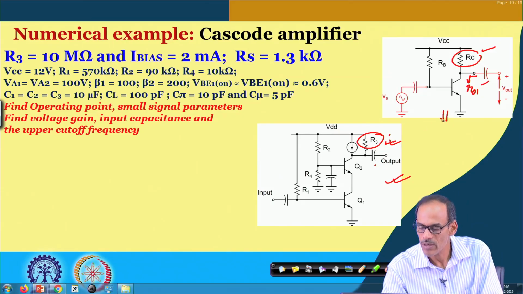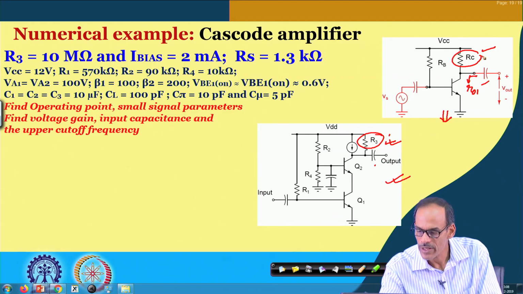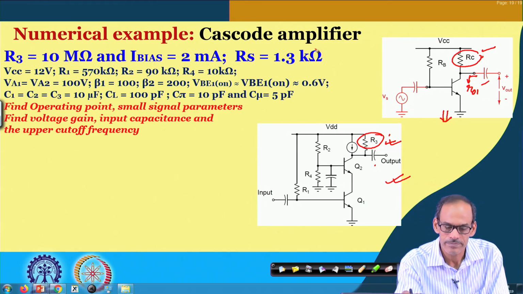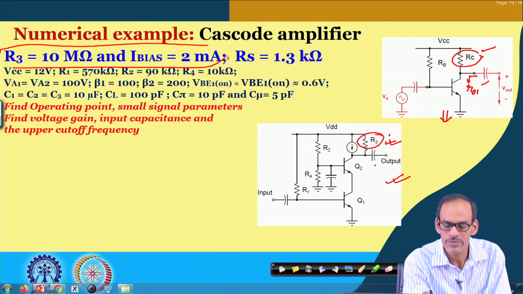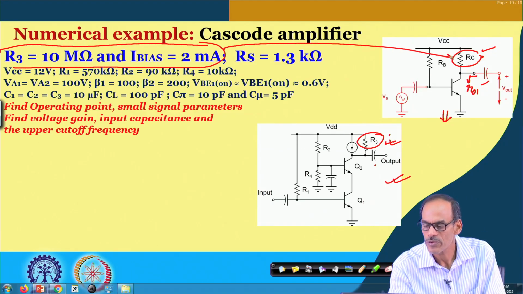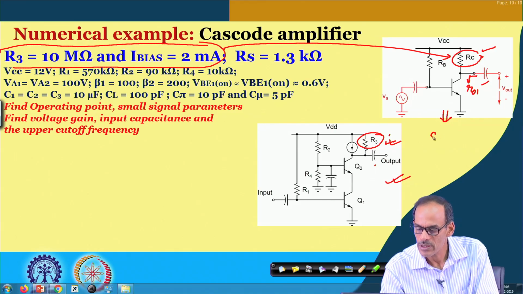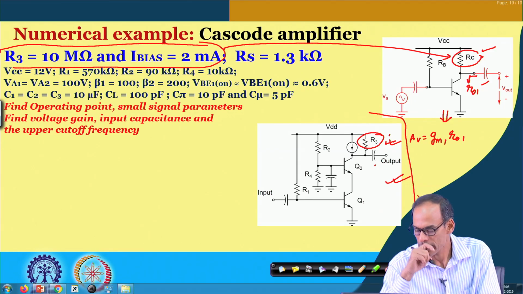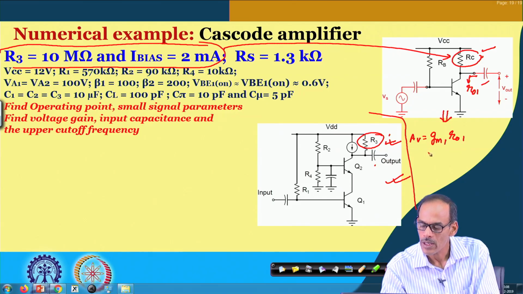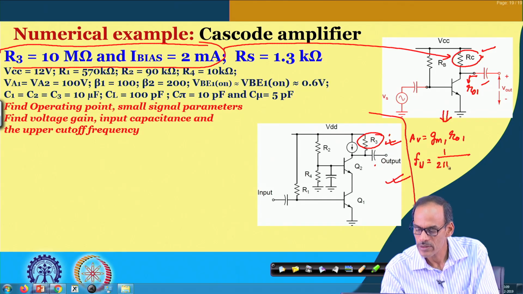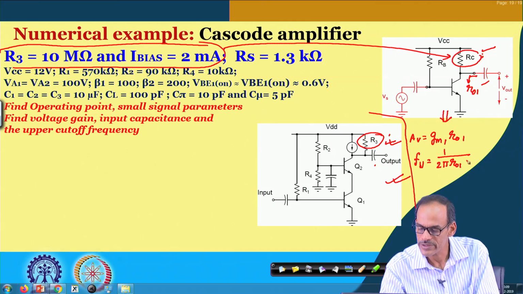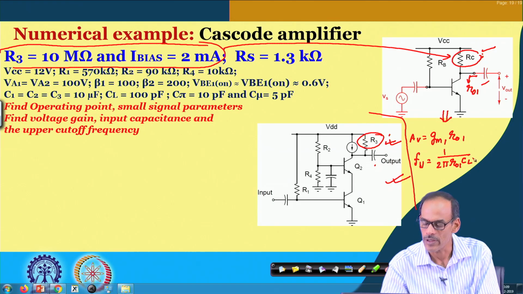Namely, for this case, if I replace this circuit by this kind of active circuit for a fair comparison, then the gain here is GM1 RO1. So, this is the voltage gain for a simple CE amplifier, and the upper cutoff frequency on the other hand is 1 by 2 pi RO1 in parallel with a very big resistance. So, that can be ignored, multiplied by CL.